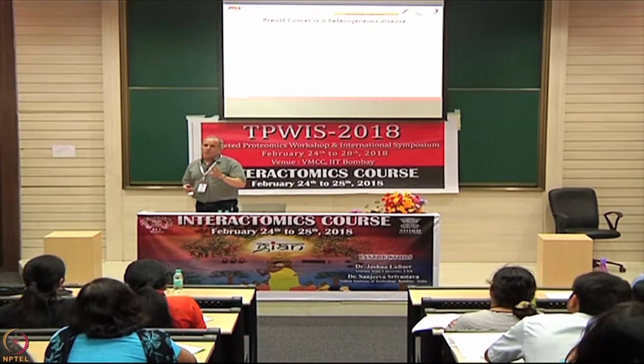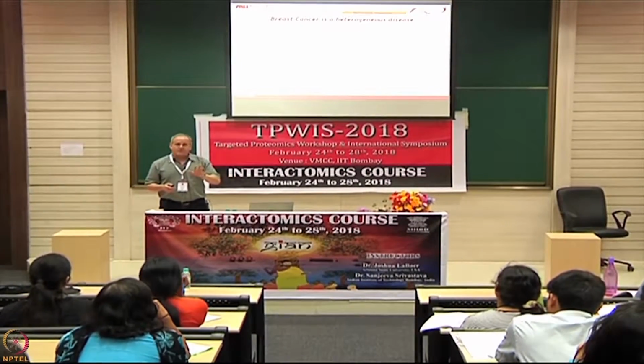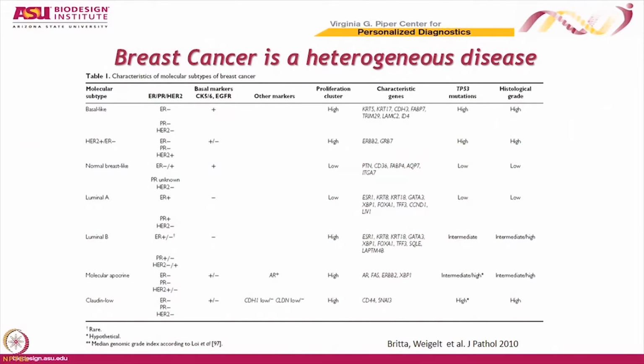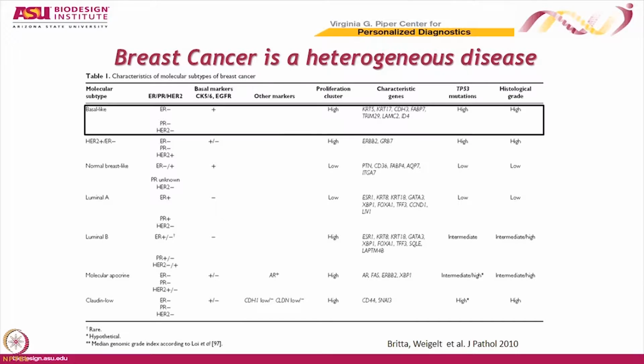And I mentioned to you before that we know that breast cancer is a heterogeneous disease. That means that there are multiple subtypes. There's the basal-like subtype, the HER2 neu subtype, luminal A, luminal B, Claudin-low. So these are all various subtypes of breast cancer.